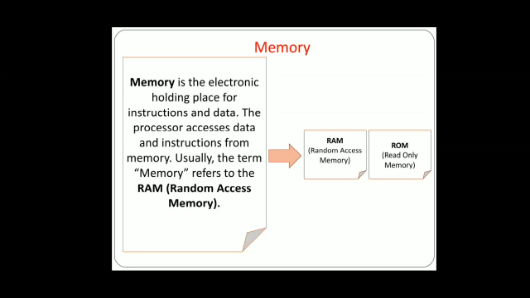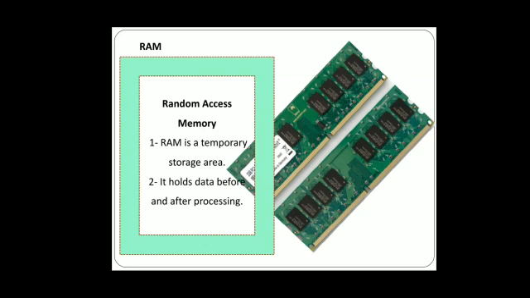So we have two kinds of memory. The one is RAM and the other is ROM. So RAM is a temporary storage area. It holds data before and after processing. So what does it mean? It means whenever we input something into the computer, the processor starts thinking about it. But before it go to the processor, it keep in a memory and that memory is RAM.